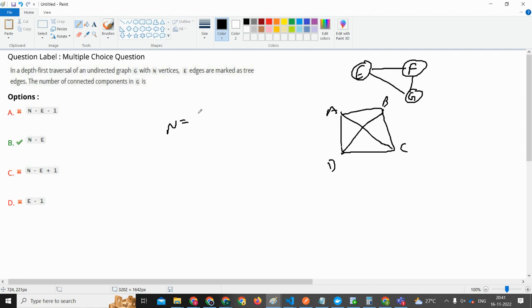So what is n in this case? Before starting with n, perhaps we can start with the DFS tree traversal and draw the tree, and then we can start with that. Let's say we are starting from A. Shall we? Okay, it's fine. So it's a DFS. So I can go to B, right? B to C. I'm just taking alphabetical order priority.